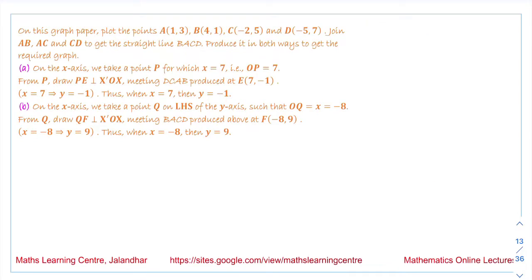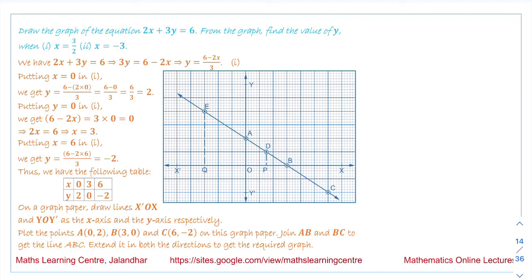Now in the next question, the given equation is 2x plus 3y is equal to 6, and we have to plot the graph and find the value at x is equal to 3 by 2 and x is equal to minus 3. So again, first of all we have to write the value of y in terms of x. We have 2x plus 3y equal to 6. So we get 3y is equal to 6 minus 2x. So this gives us y is equal to 1 by 3 into (6 minus 2x).